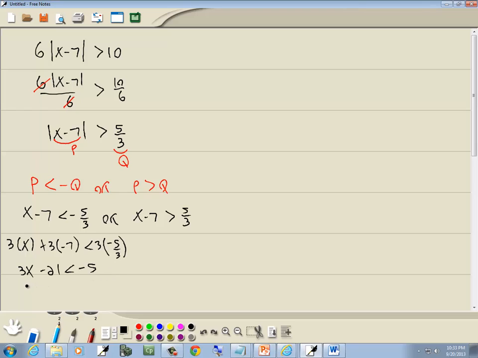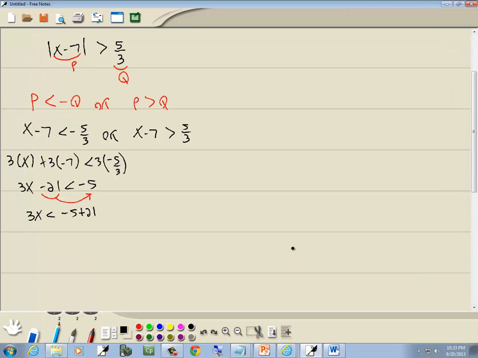Now we want to get everything with an x on the left side, numbers on the right side. So I'll take the negative 21, move it to the right side. And we got 3x is less than negative 5 plus 21. Remember, when you take anything across your inequality, the sign changes. Combine together numbers at any step. Negative 5 plus 21 gives us 16. Last step is to divide both sides by the number in front of your x, which is a 3. And we get x is less than 16/3.